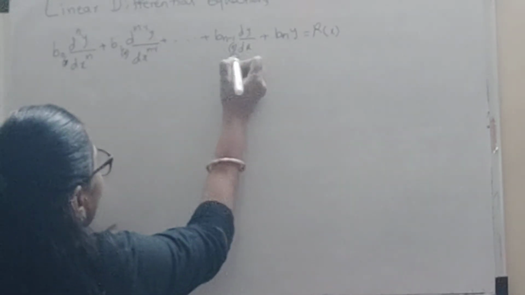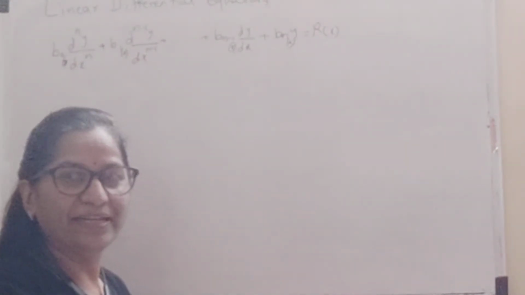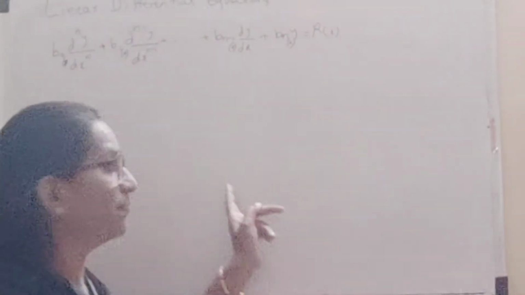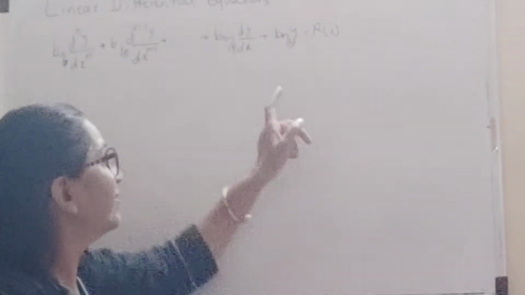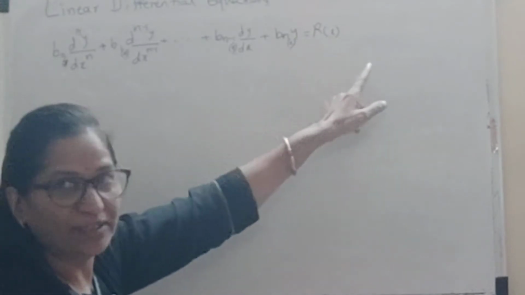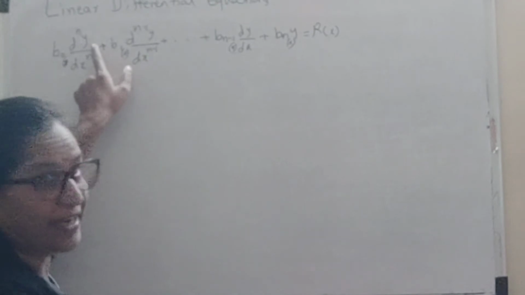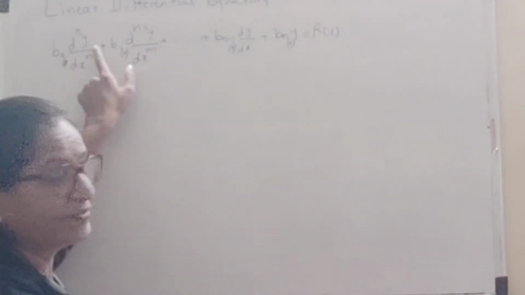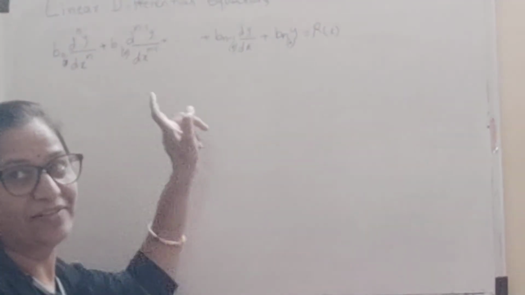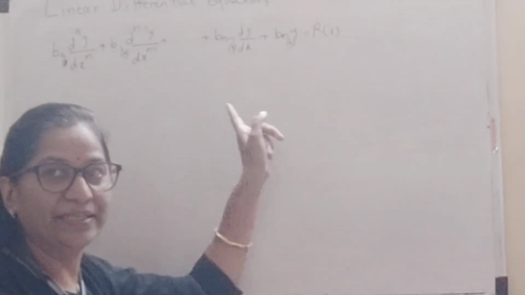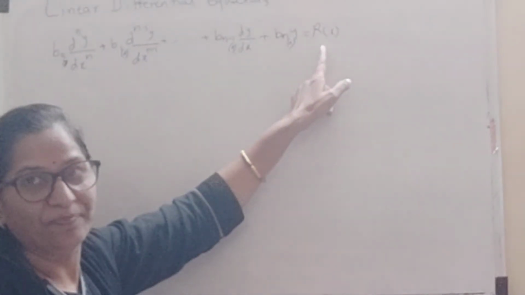Suppose they are functions of x. Here y is the dependent variable and x is the independent variable. So all of these b0, b1, bn minus 1, bn are functions of x, and r of x is not equal to 0, and also observe its order is n. This is the highest order derivative term in the differential equation, so its order is n and degree is 1. So it is called the standard linear differential equation of the non-homogeneous form.